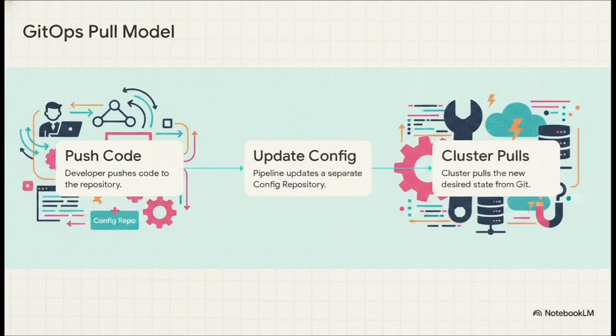Instead, for step 2, the pipeline simply updates a totally separate configuration repository with the new desired state. And then, for step 3, a controller that actually lives entirely inside your cluster detects that change, reaches out, and pulls the new desired state in. Boom. We have effectively entirely decoupled continuous integration from continuous deployment.